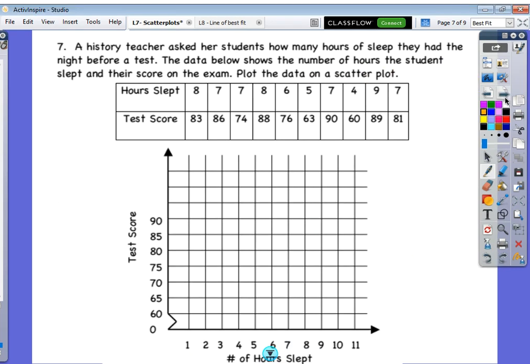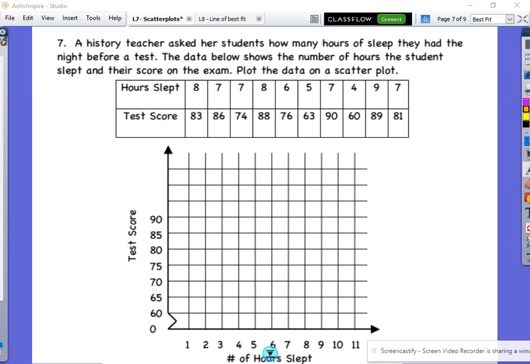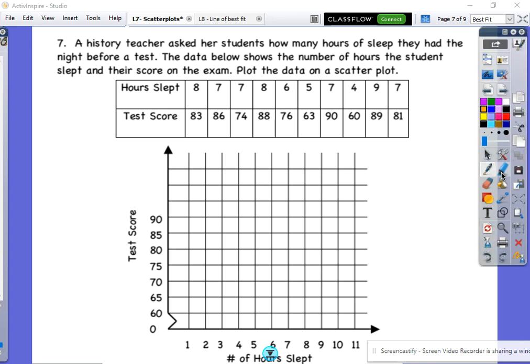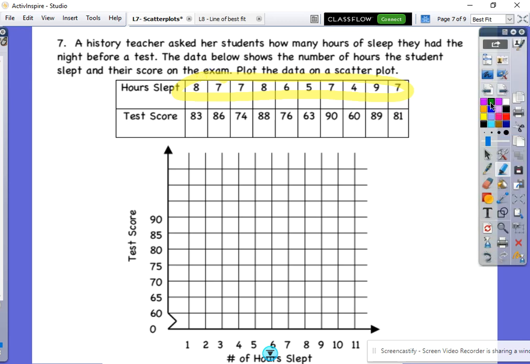So, what I want you to do is take a brief moment to go ahead and graph these points here, and then we're going to discuss what type of correlation it is. You're definitely going to have to click pause on the video as you graph the points. But just to quickly summarize what's going on, we're trying to see if the number of hours you sleep before a test changes the grade that you're going to get on that test.